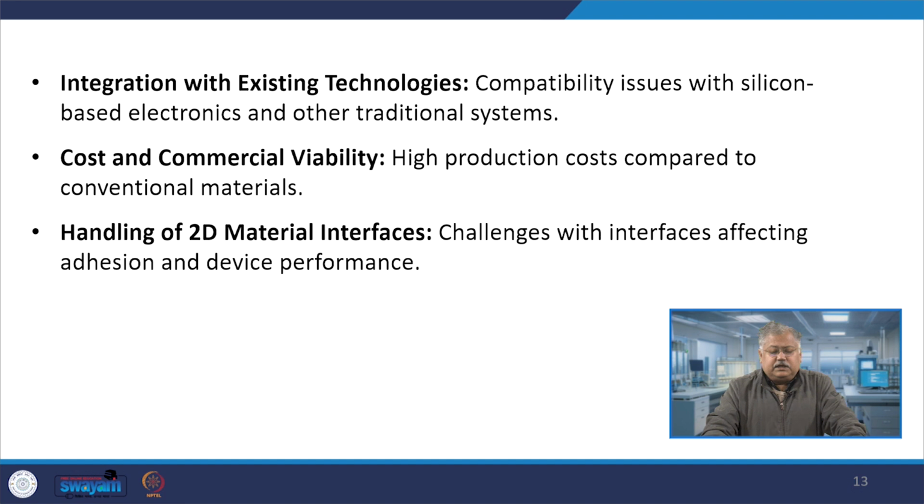The first point is integration with existing technology, because typically a time will come when your 2D material and CMOS technology have to be compatible over a period of time for seamless integration. The cost and commercial viability has to be there, which is still not there. And then there are challenges in handling the 2D material itself. For example, challenges with the interfaces affecting the adhesion and the device performance are a major issue in a 2D material interface.